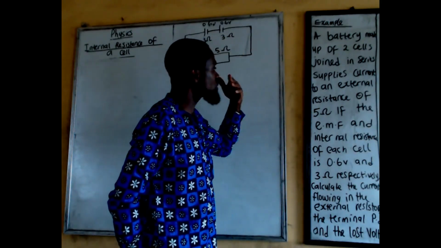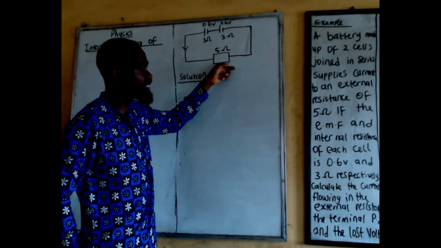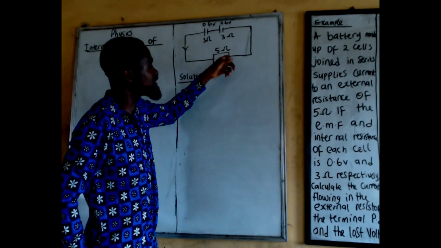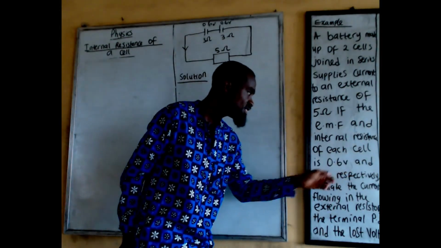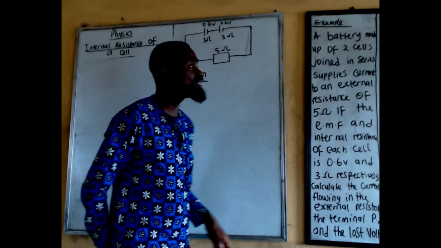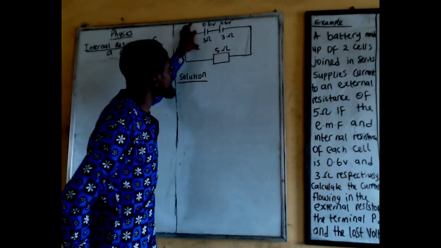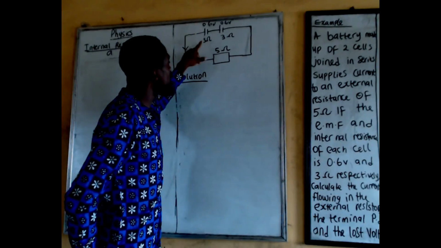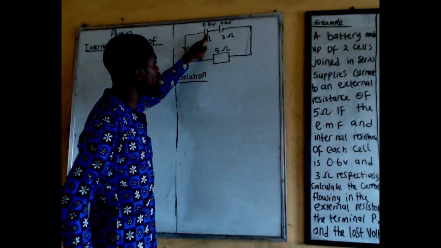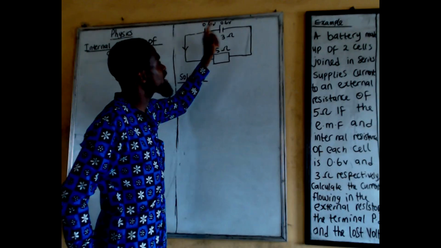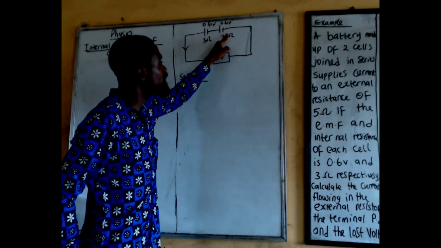Now, they say they supply current to an external resistance. Look at the external resistance of 5 ohms. This is the two cells, this is the external resistance. He said the EMF and the internal resistance of each cell is 0.6 volts and 3 ohms respectively. So the EMF of each of these cells is 0.6 volts, the same with the second cell, 0.6 volts.